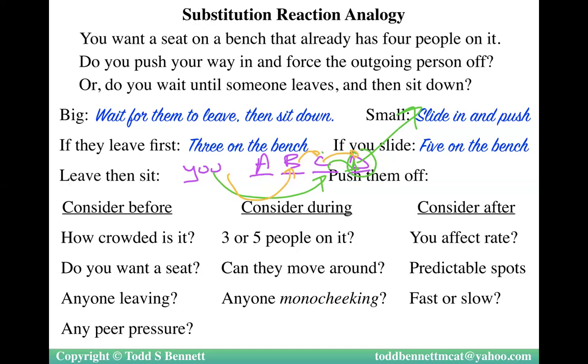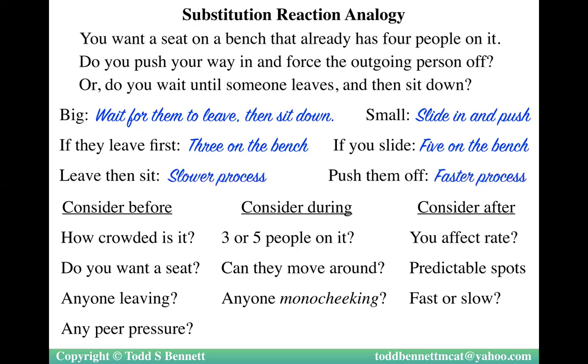So again, learn from an analogy and you'll learn it better. So if you understand how it works on a bench, you understand how it's going to work on a carbon. So the slower process is to wait around. The faster process, where you influence the rate, is the nucleophile pushing them off.